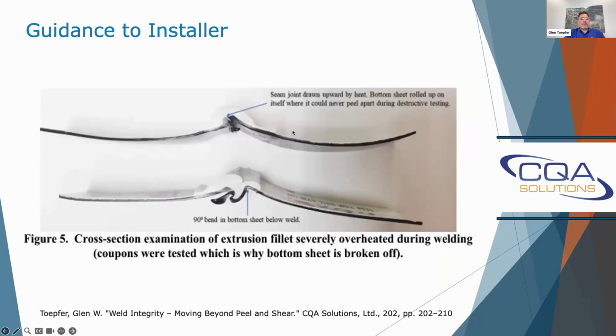And the same thing is happening to our extrusion welds. This was a project where the installer was having a hard time getting the extrusion welds to pass. They were having a 25% failure rate on extrusion samples when we took destructs on them. So they alleviated that and they got their passing rate down to like 5% or so. But they did it by overheating the geomembrane. You can see how the geomembrane is distorted and kind of sucked up into where the heat was. And that's all so it can pass a peel and shear test.